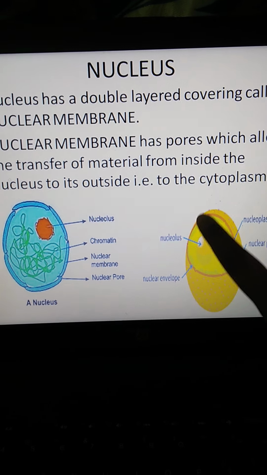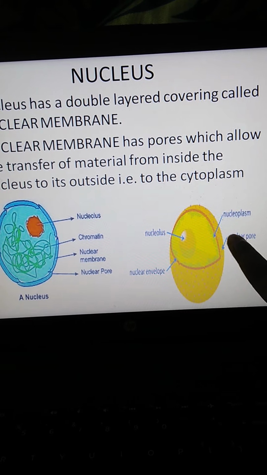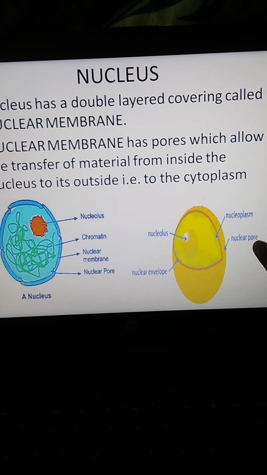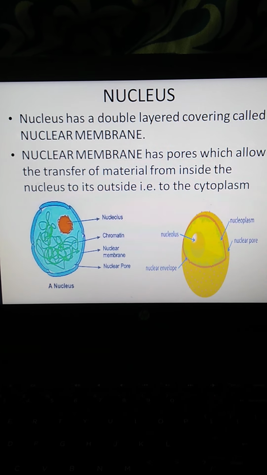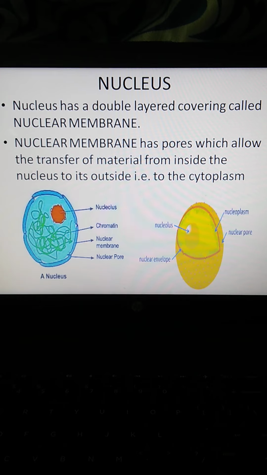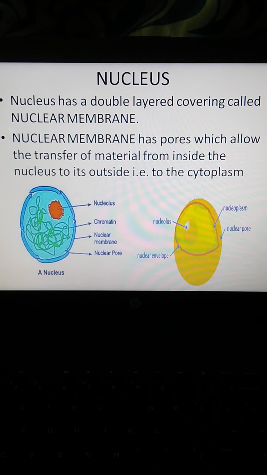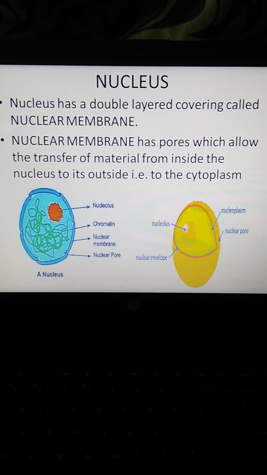If we look at the whole surface, these dots that you can see resemble that nuclear pore. Can you make out the nuclear pore over here? So nuclear membrane has pores which allow the transfer of material. What are these pores for? Basically for the transfer of material, from inside the nucleus to outside, that is into the cytoplasm.